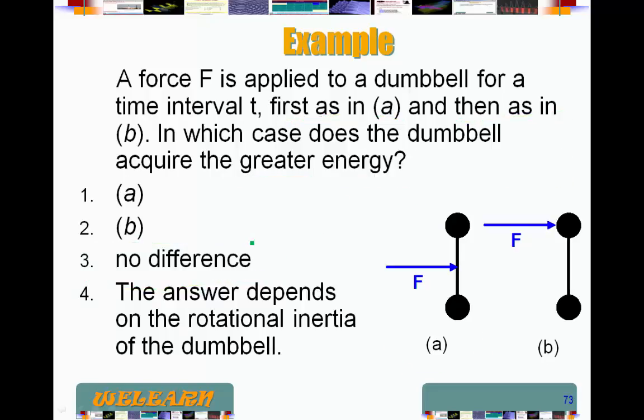And the second question is, in which case does the dumbbell acquire the greatest energy? Now, in case A, the force is going to result only in linear motion. The force is not going to result in getting the object to spin.